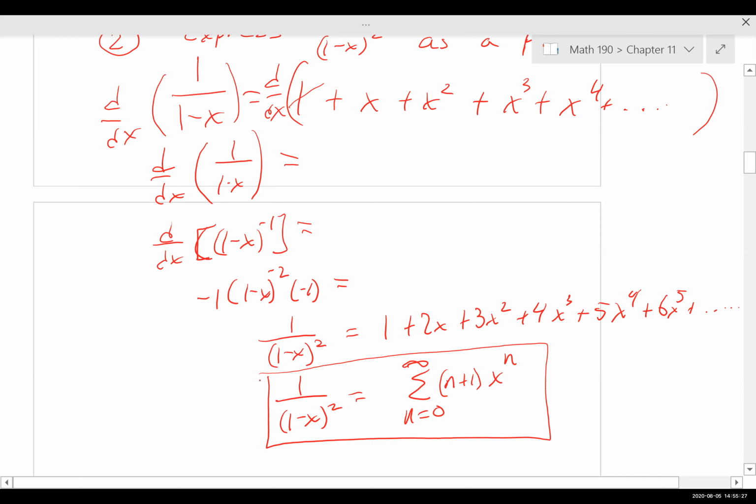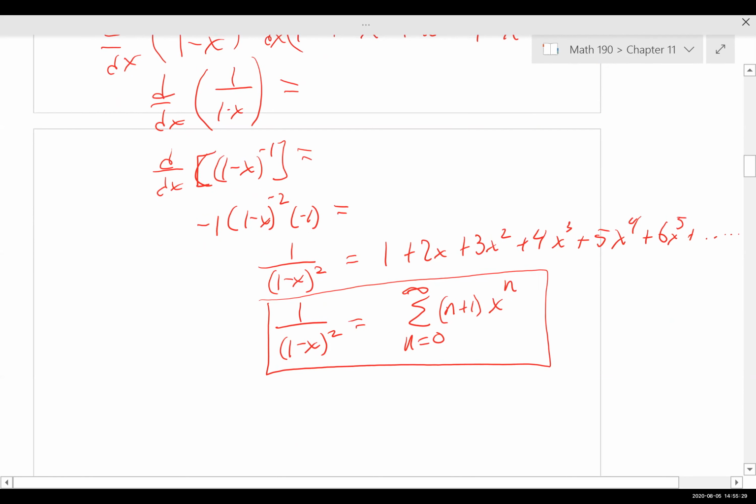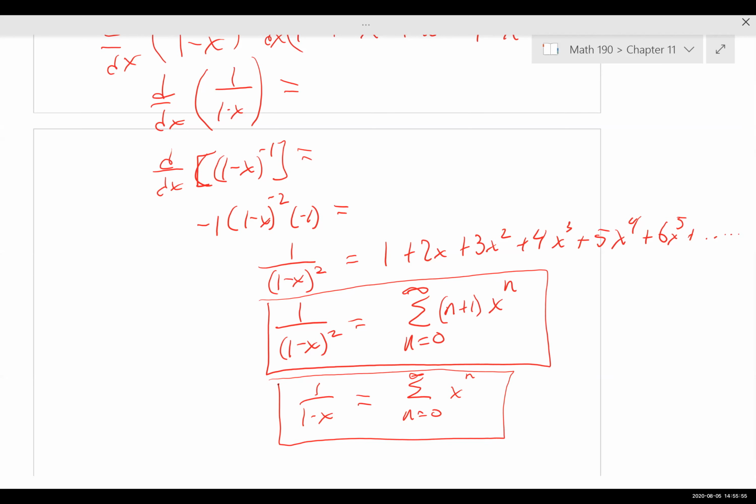Okay, so there's an identity for you. That guy is equal to this. 1 over 1 minus x, the original one, is the summation of n equals 0 to infinity of x to the nth. Okay, so that guy is the other identity that we've been working with. So one is the derivative of the other one.